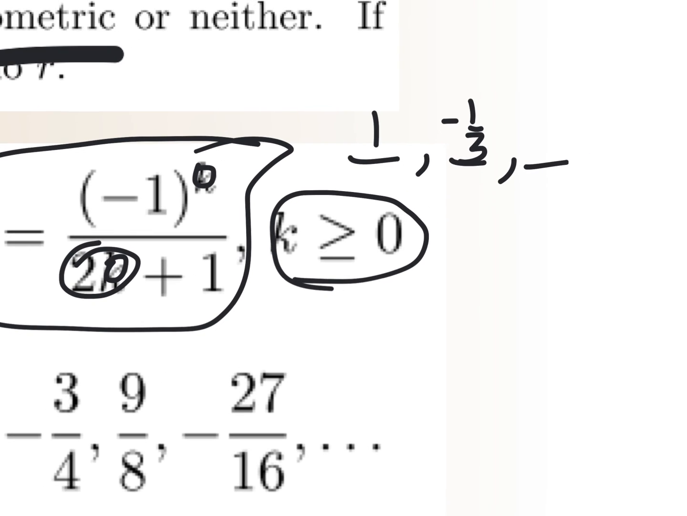Jasmine, what did you get when you stuck in k was 2? 1/5. Anybody verify 1/5? A bunch of people. All right. So then it looks like I'm going to end up getting progressive odd numbers in the denominator. So you could think of this as 1 over 1, 1 over 3, 1 over 5, and then it's going to be 1 over 7.